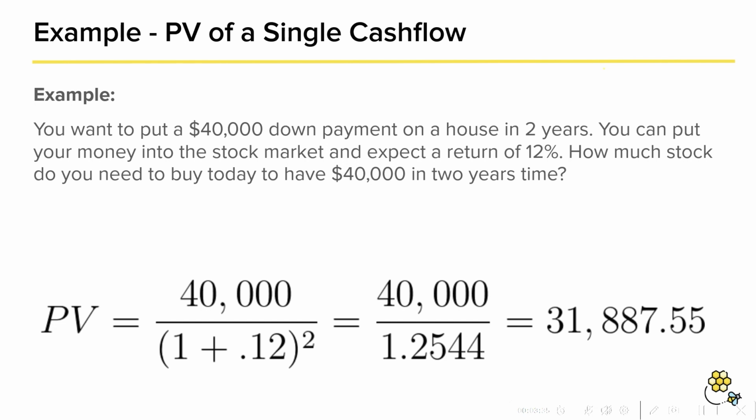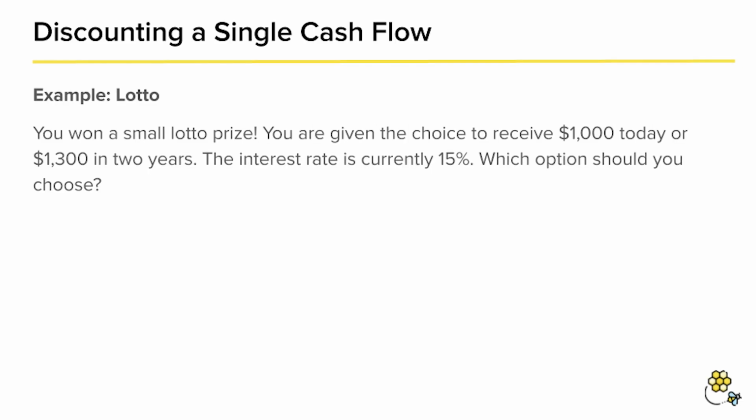Okay, let's put this into action in Excel with our first example. Let's say you won a small lotto prize. You're given the choice to receive $1,000 today or $1,300 in 2 years. The interest rate is currently 15%.